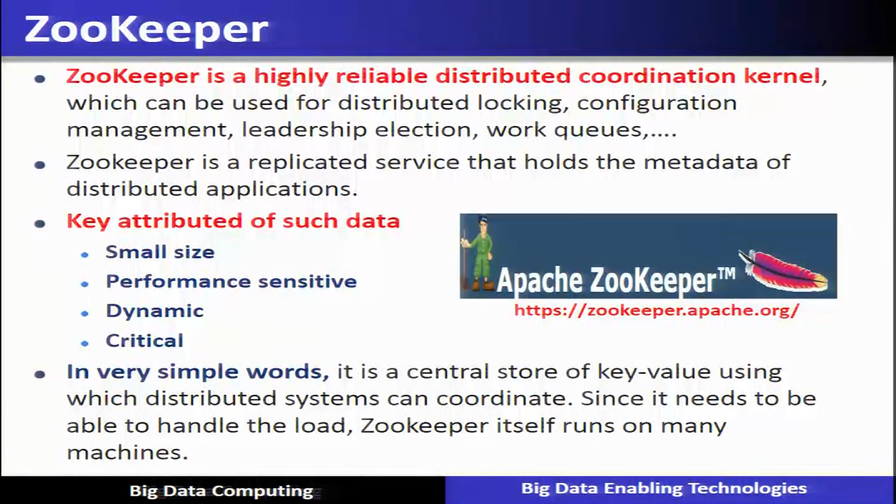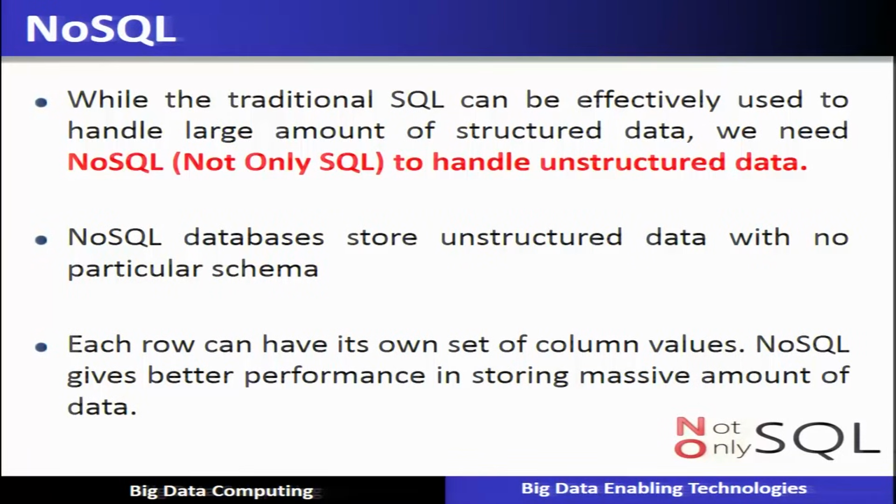In simple words, it is a central store for key value pairs using a distributed system which can coordinate, since it needs to be able to handle the load. So Zookeeper runs itself on many machines. That is the internal working of Zookeeper, but primarily Zookeeper is used as the coordination and configuration service for all the projects which are executing big data computation. That is why the name Zookeeper was chosen.